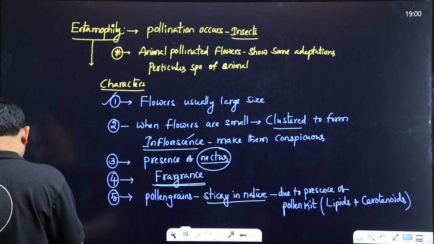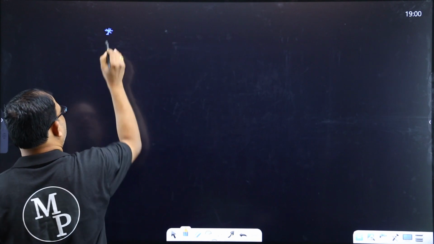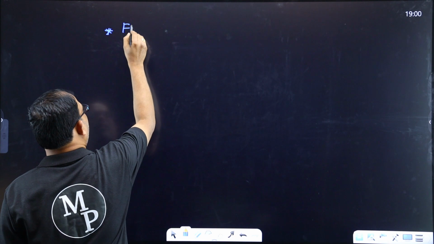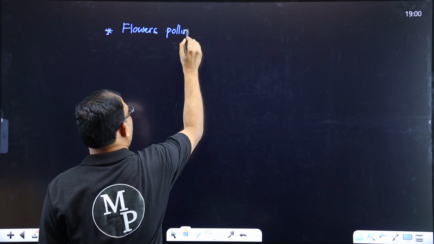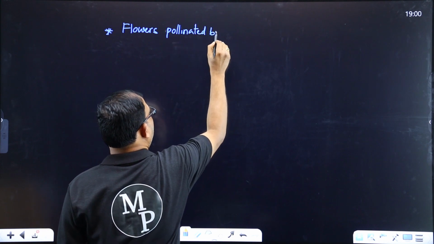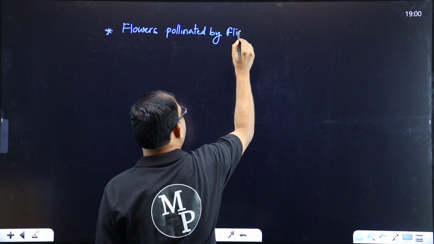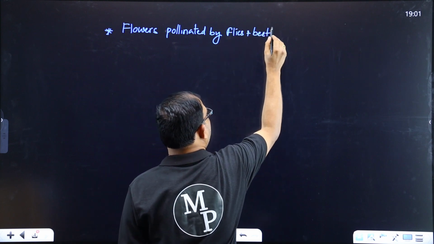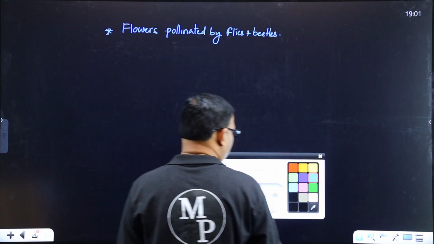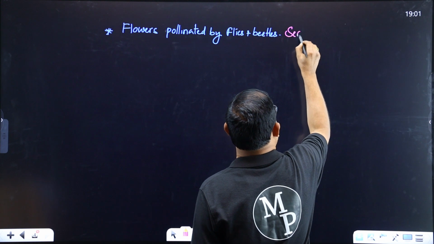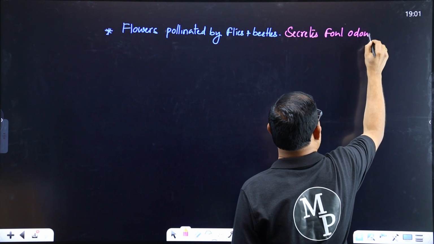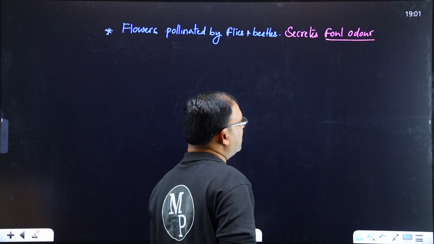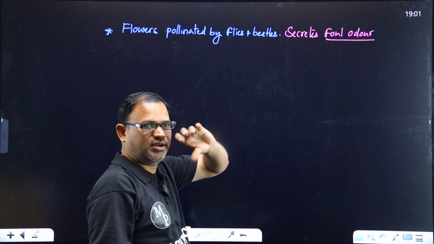Okay, right? Then one more. Here see, flowers pollinated by flies and beetles. Very, very important. That is there in NCERT. Flowers pollinated by flies and beetles secrete foul odor. Foul odor means a bad smell. Okay na? ఈ బ్యాడ్ స్మెల్స్ కి ఫ్లైస్ అండ్ బీటిల్స్ అనేవి అట్రాక్ట్ అవుతాయి.